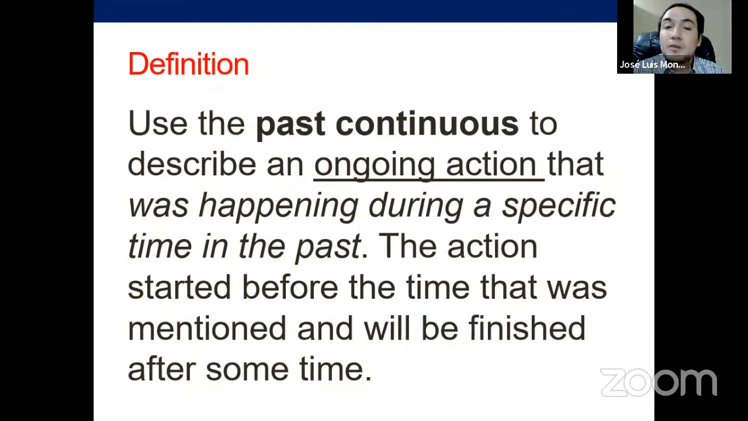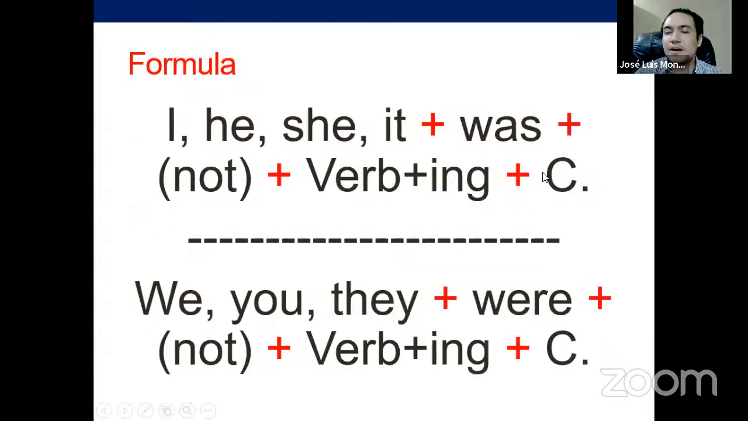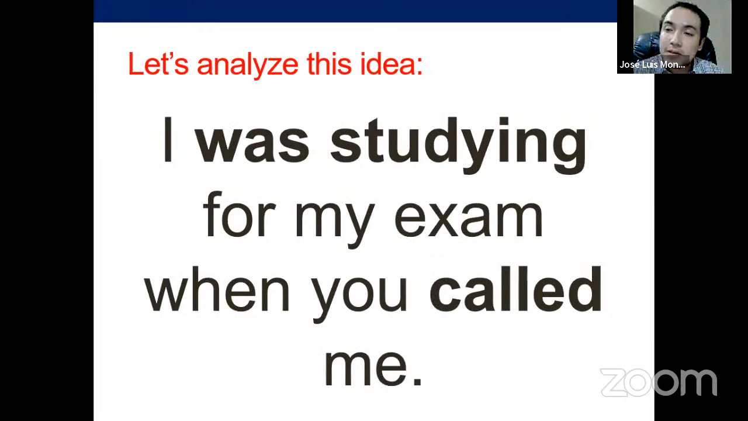All right, so use the past continuous to describe an ongoing action that was happening during a specific time in the past. The action started before the time that was mentioned and will be finished after some time. That's it. Then you have I, he, she, it with was, of course, and the verb plus ing. That's the formula that you got for past continuous. I was doing this, she was doing that, it was doing this and that. We, you, they, plus were, right? All plural subjects, pronouns, and you get also the second person, that is you. Now, this is the main idea.